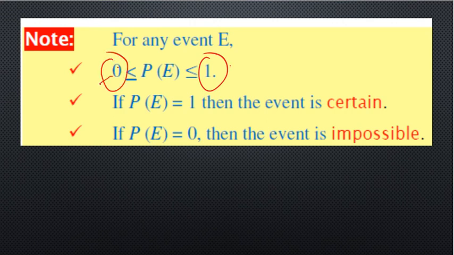0 means impossible, something that cannot happen. And 1 means 100%, a sure event. Those are from the previous lesson, but this time we are talking simply about the probability of an event.